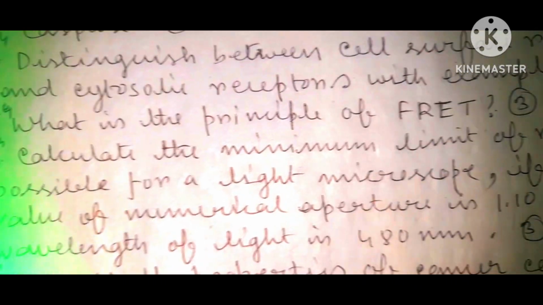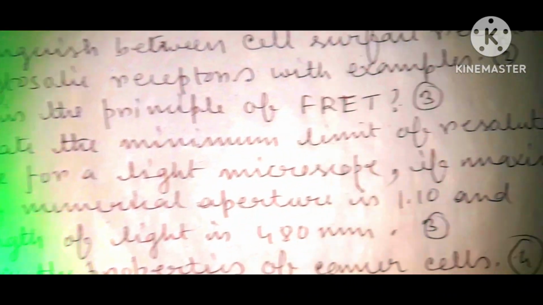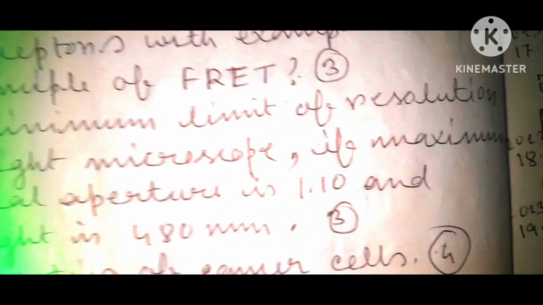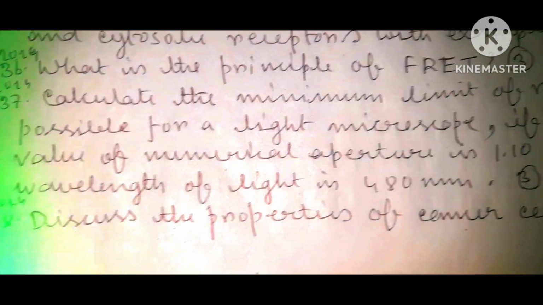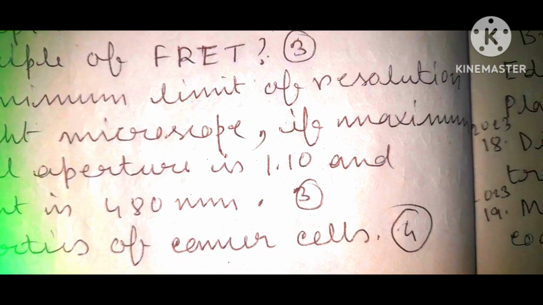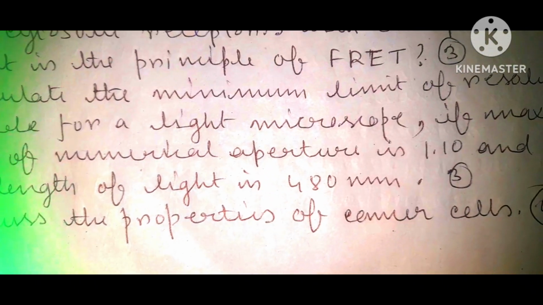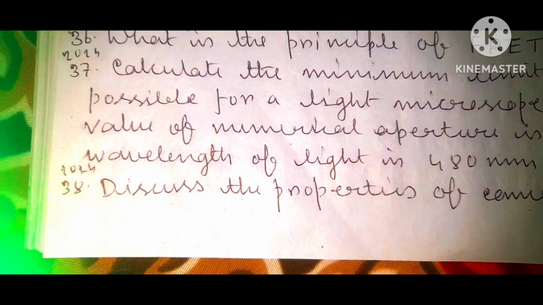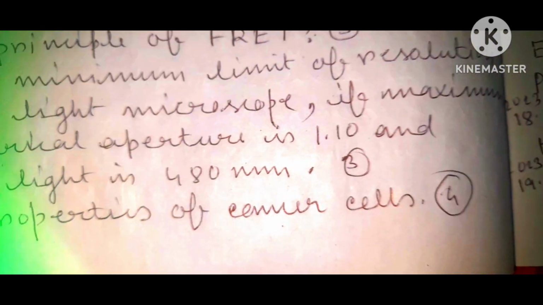What is the principle of FRET, carrying 3 marks? Calculate the minimum limit of resolution possible for a light microscope if maximum value of numerical aperture is 1.10 and wavelength of light is 480 nanometer, carrying 3 marks. Discuss the properties of cancer cells, carrying 4 marks.